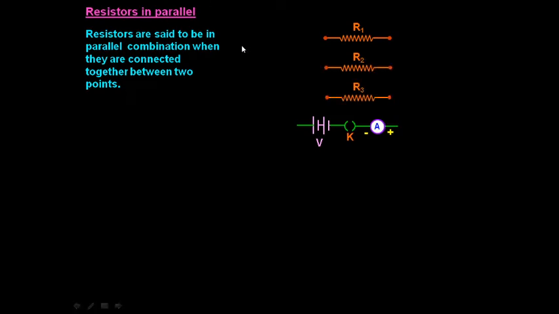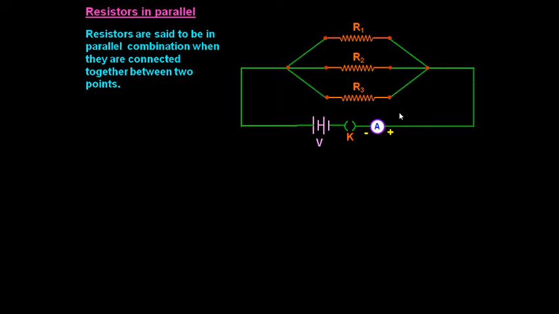The second way we can connect the resistances is in parallel. In parallel, if we connect three resistances, say R1, R2, R3, then one end of each resistor is connected to a common point and the other ends are connected to another common point. So then we can say all the resistors are connected in parallel. This is how the parallel combination looks.